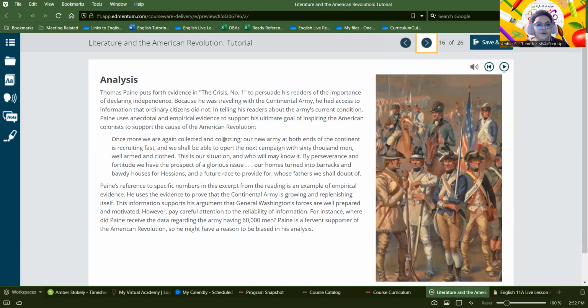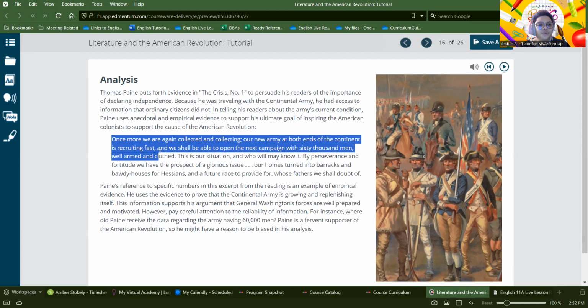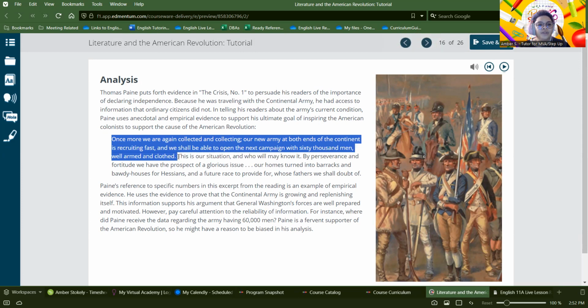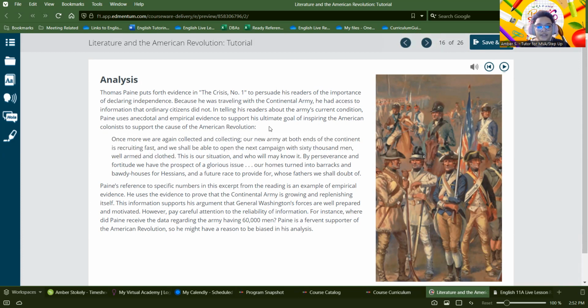And the goal of this excerpt here, he talks about once more we are again collecting and collecting. Our new army at both ends of the continent is recruiting fast, and we shall be able to open the next campaign with 60,000 men well armed and clothed. So he's giving you numbers, 60,000 men. He's saying that they're recruiting fast, right? So he wants you to trust him because he's there. So he's trying to prove that the forces are growing and replenishing, right? Because when people fight, they die. And the fewer people you have, the lower your chances of winning.